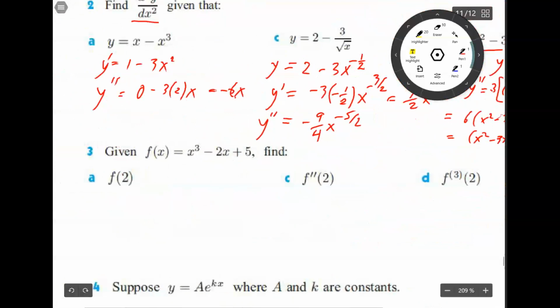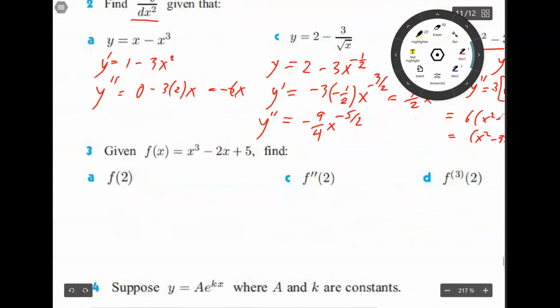3a. Given f of x equals x cubed minus 2x plus 5, find f of 2. Okay, that's very easy, right? We just substitute 2 in there.